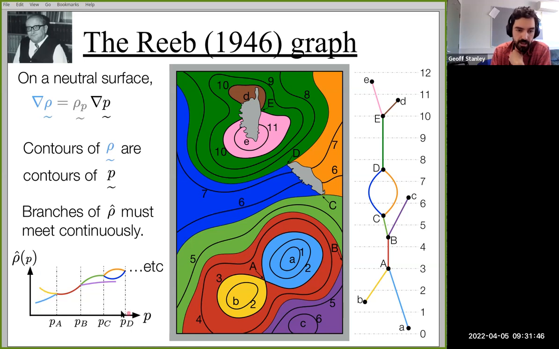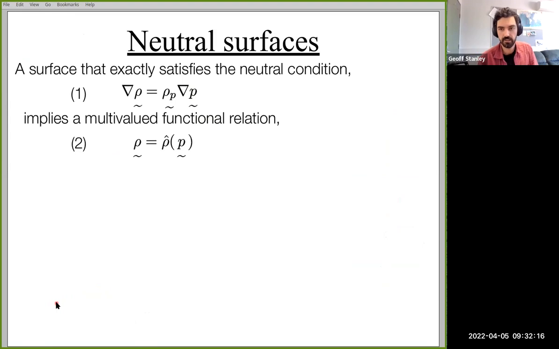Here is just a schematic example of what that multi-valued function might look like. Below, shallower than this PA saddle pressure here, we have 2 branches of that function. So if you evaluate rho hat at some pressure less than PA, there's going to be 2 options, in the blue or the yellow region. And importantly, the branches of this rho hat function have to meet continuously at the saddle pressures. Okay, and we'll talk more about why that is and cases where that's not true.